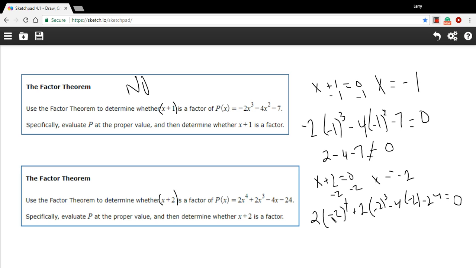All right, let's see. -2 to the fourth power is a +16, so 2 times that is 32. And -2 to the third power is a -8 times 2, so that's a -16. And then -4 times -2 is a +8. And then minus 24. And let's see, does that equal 0? So 16 plus 8 minus 24 does equal 0. So yes, this is a factor. So that is how to use the factor theorem to determine if something is a factor of a polynomial.